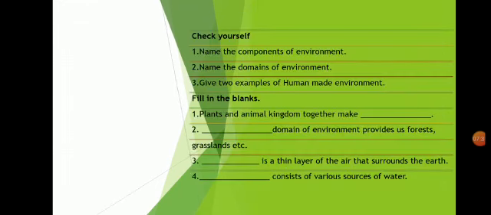Try to write these answers based on the explanation, and if you are not able to answer any of these questions, just go back to the slide, listen to it, read it, and read textbook page 3 for this part.